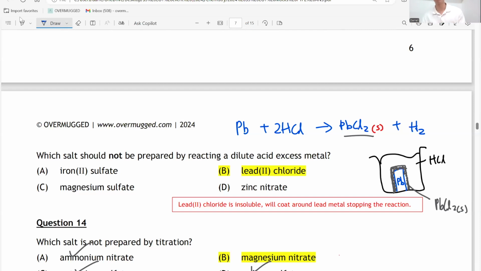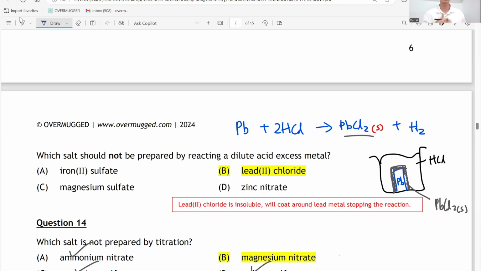It should not be prepared. But let me explain a little bit further. Should you do it, what's going to happen, right? That's an interesting thought process as well. So if you react lead with hydrochloric acid, you will form lead chloride, which is an insoluble salt. This means in reality, inside your beaker, initially there will be a bit of a reaction. But the moment the insoluble layer of salt starts to form a barrier around your reactive metal, the reaction will stop. And you'll see no more effervescence, no more bubbling.